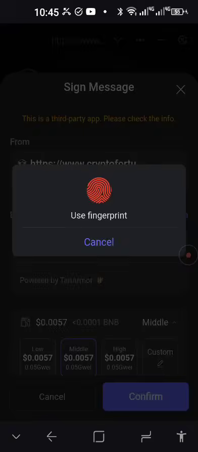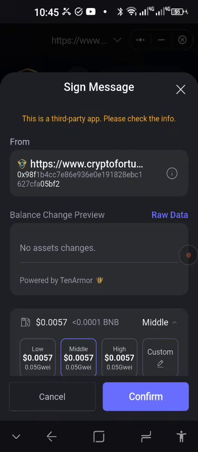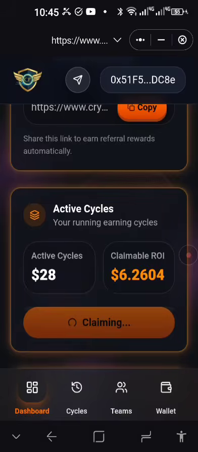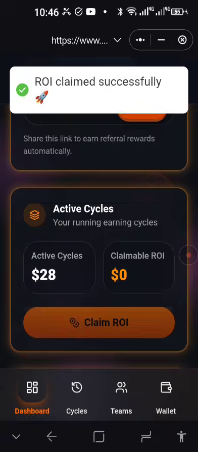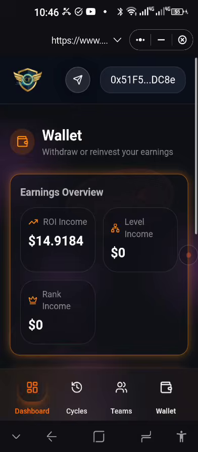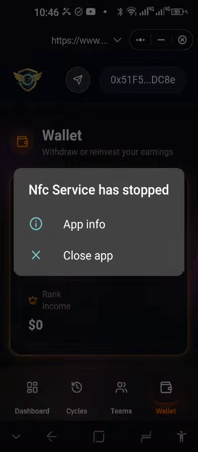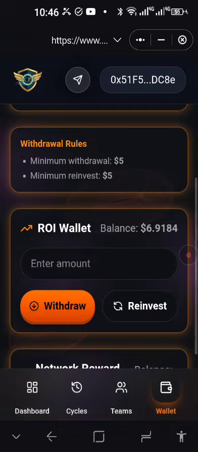This is just for demonstration purposes. This is no financial advice, educational purposes only. So you're going to follow the same procedure. You claim your ROI. Right now you're going to go to the wallet section, and it is going to appear there.